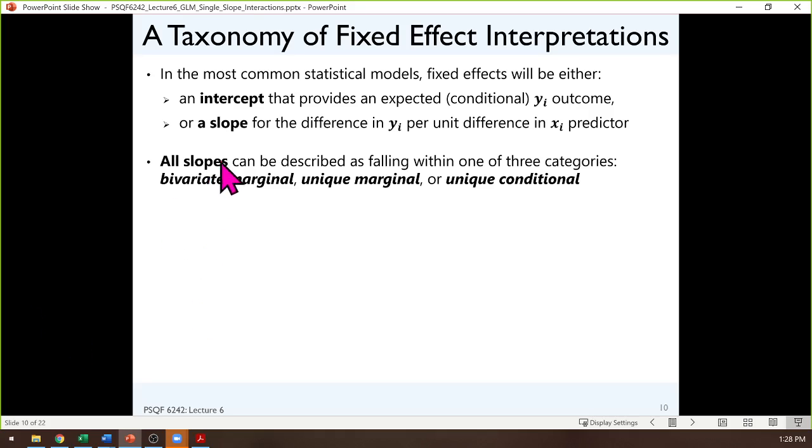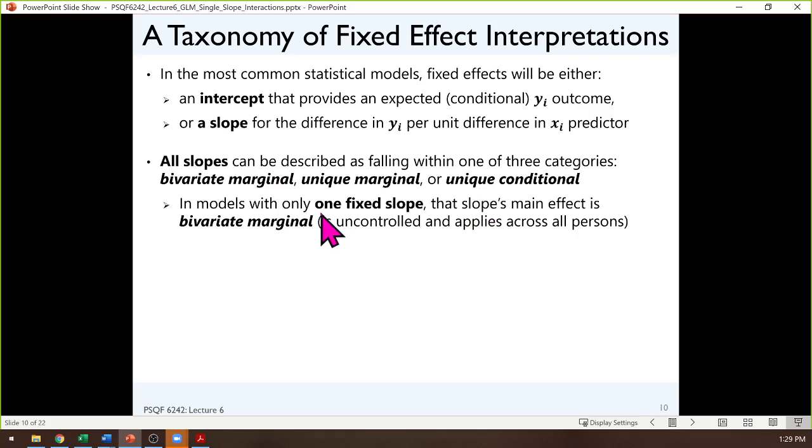So what we are doing now is taking this idea of a slope, which is still the change in y for a 1-unit change in x, but we are talking about it more specifically as to how it would be interpreted. So these are 3 kinds of labels that could potentially apply to a slope: bivariate marginal, unique marginal, or unique conditional.